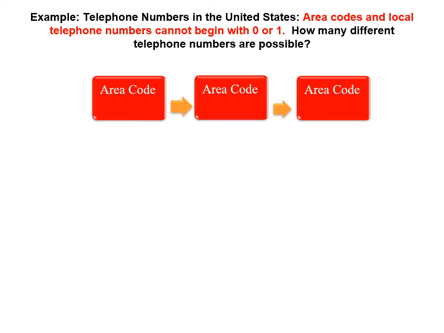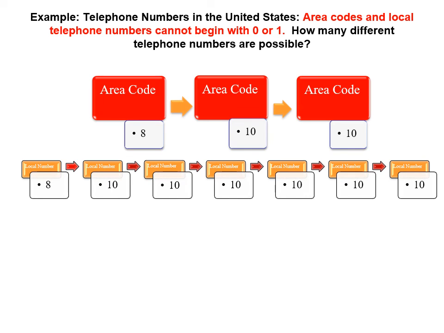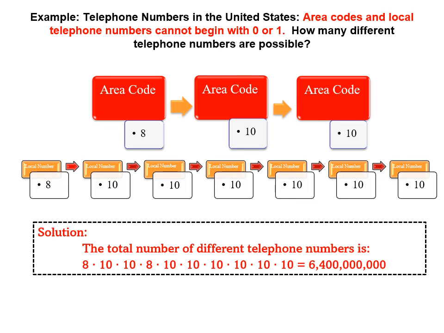So for the first digit, we have 8 choices. Then for the second digit, we have 10 choices. And for the third digit, we have 10 choices. Now the local number is 7 digits. The first one cannot begin with 0 or 1. So for the first digit, we have 8 choices. And then the rest is 10. Then the total different telephone numbers that are possible, we multiply all the numbers we have, and that's 6,400,000,000.